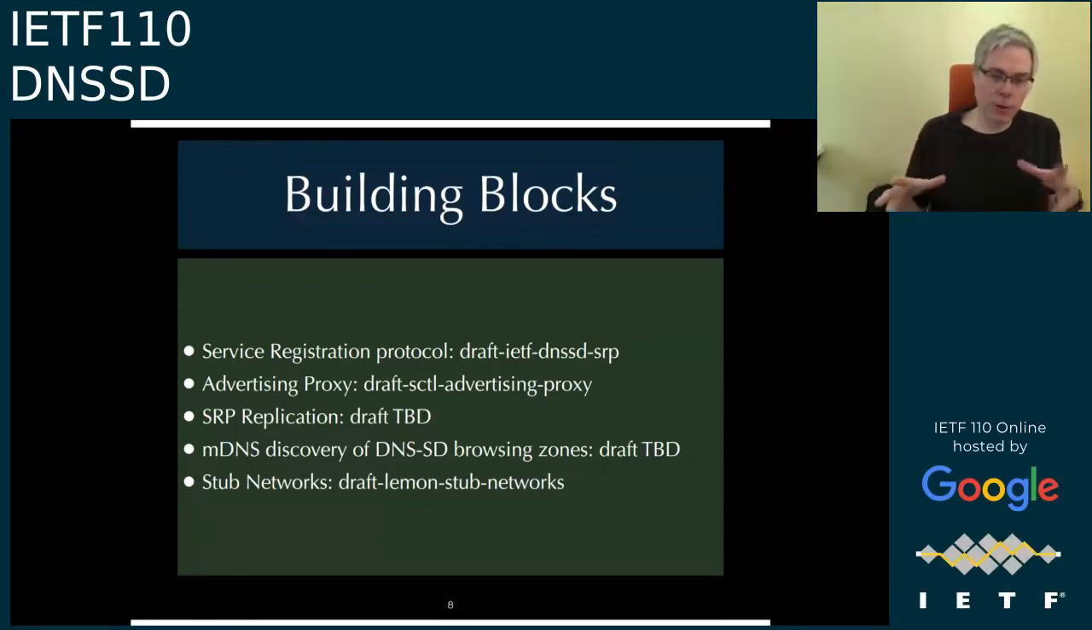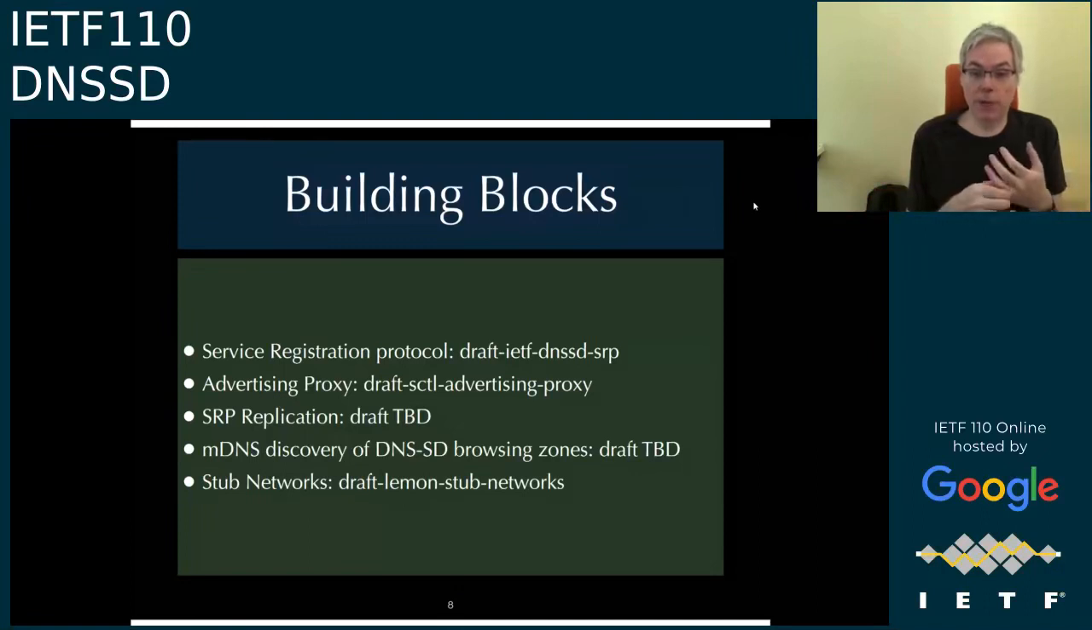So the service registration protocol is about getting information into the DNS database. That's pretty much done at this point. The work that went on last year was the advertising proxy, which can advertise what's in that database on a link. Normally we do DNSSD with multicast DNS because it's really easy, it's permissionless, etc. But that doesn't work when you're going across subnet boundaries, and that was one of the issues we ran into when we tried to deploy it in HomeNet.